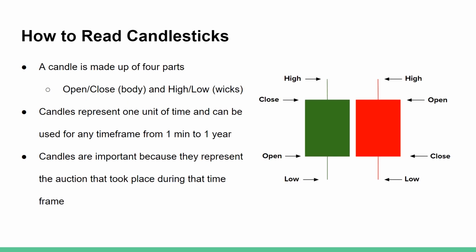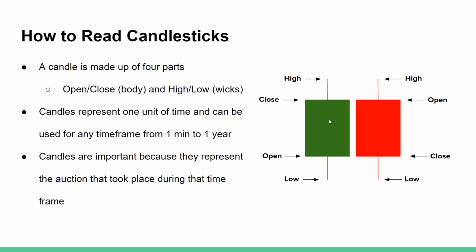So we're going to start out super basic with just how you read candlesticks. Each candle is made up of 4 parts. The open and close are represented by what's called the body of the candle, and then the low and the high are represented by what are called the wicks of the candle. Each of these candles can represent a single unit of time, anywhere from, let's say, 1 minute to a year to a month, basically any period of time that you want to represent on your chart. You can have a candlestick chart for that time frame.